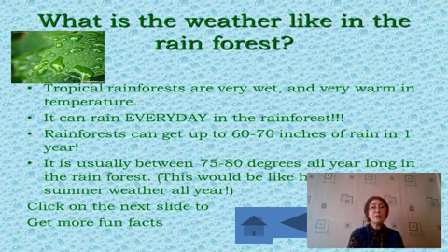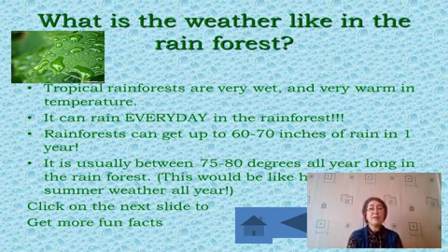So what is the temperature? What is the weather like in the rainforest? Tropical rainforests are very wet and very warm in temperature. It can rain every day in the rainforest. Rainforests can get up to 60-70 inches of rain in one year. It is usually between 75-80 degrees.